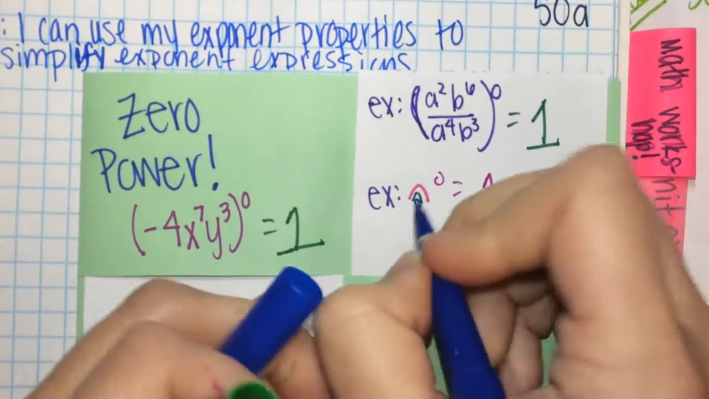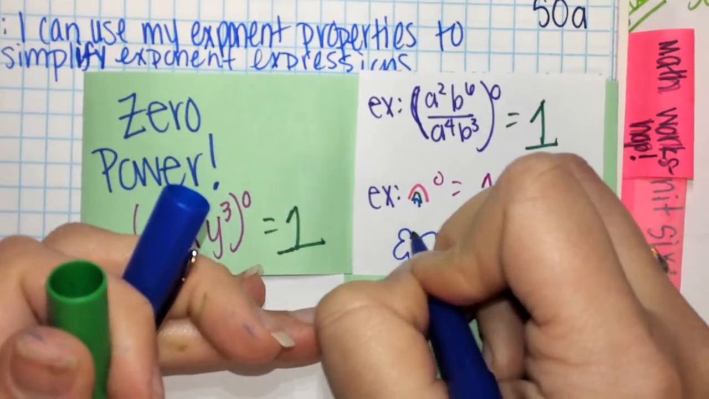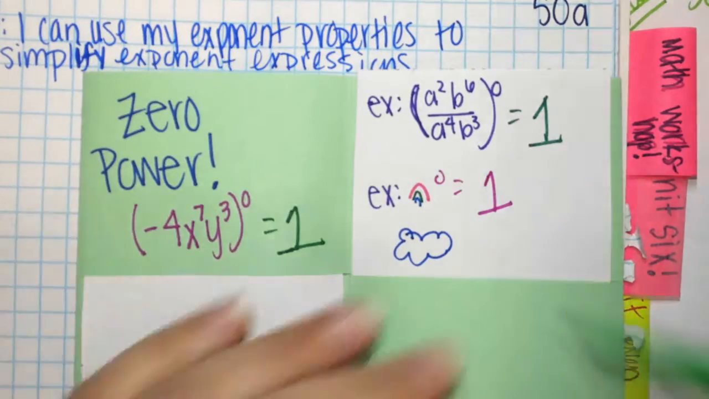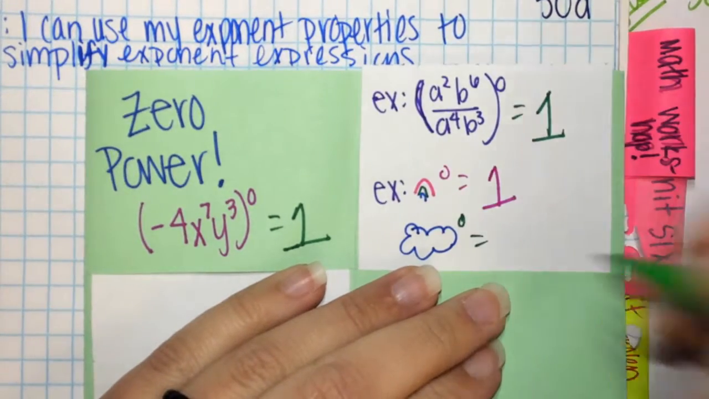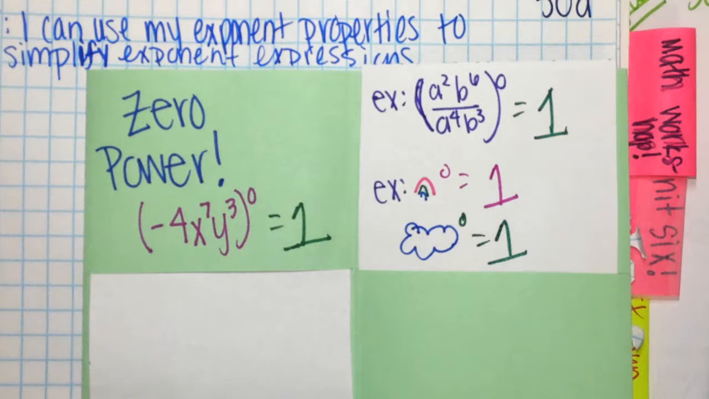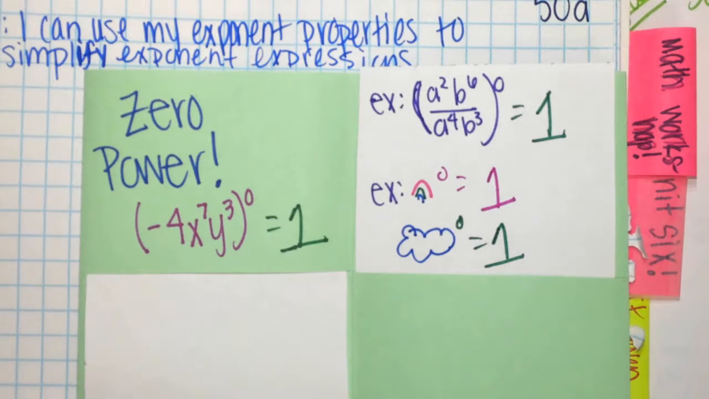If I gave you a cloud to the 0 power, what would the answer be? Anything in the entire world. Anything. One. Ta-da, that's our lesson. That's exponents. Yay, how do we feel?